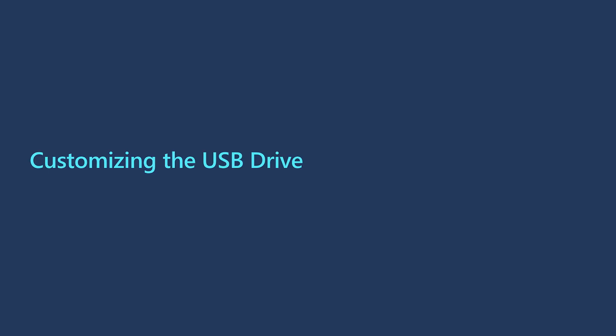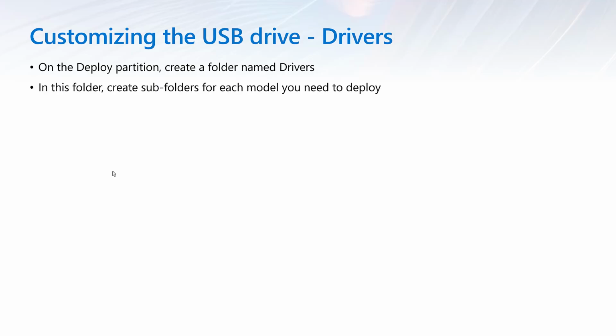Okay, so let's talk about customizing the USB drive now. Let's go over multi-model support for the USB drive. For the drivers on the deploy partition, it's really simple. We just want to create a folder named drivers, and then inside of that folder, we'll create a subfolder for each model that you need to deploy. This is only if you want to add your own drivers manually. If you want the script to do it, the script will copy the drivers in for you. If you're doing this manually, create a folder called drivers on the deploy partition of the USB drive.